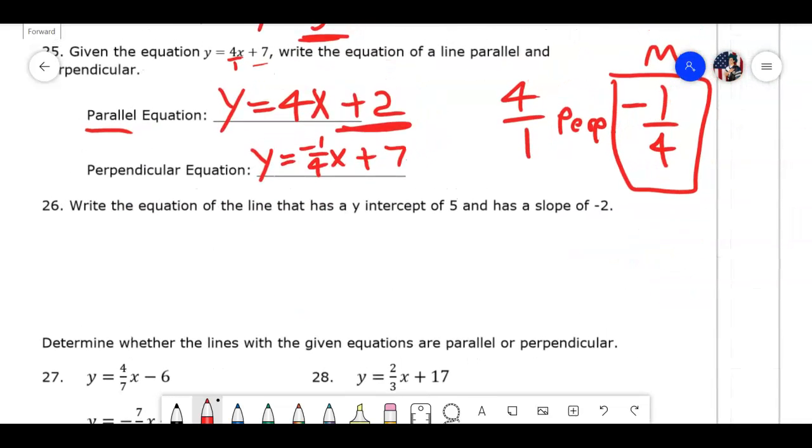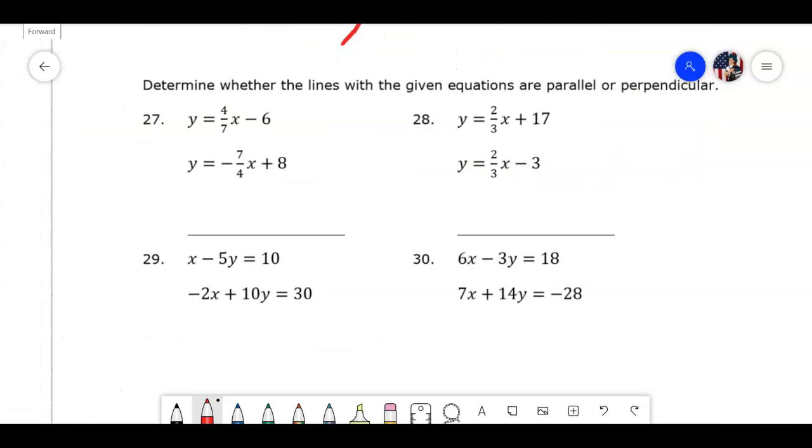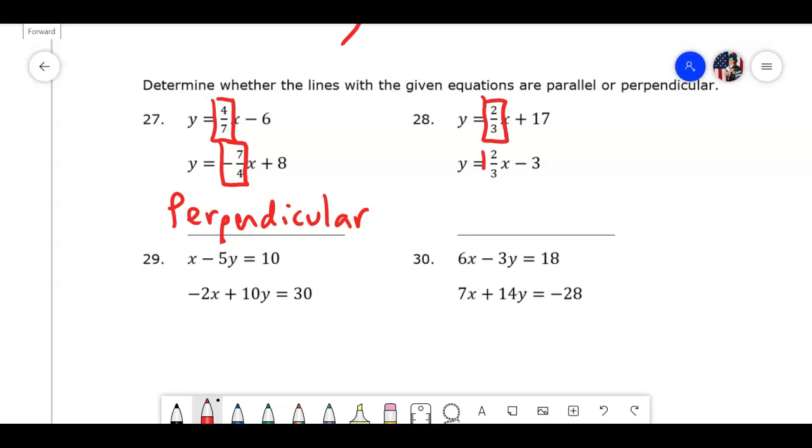Cool. So you want to write an equation with a y-intercept of 5, that's my b, and my slope of -2, that's my m. Easy. mx plus b. -2x plus 5. All right, are these parallel or perpendicular? +4/7, -7/4, perpendicular. Hold on. Because it's opposite reciprocal slope. Okay, 2/3, 2/3, same slope, that's parallel.